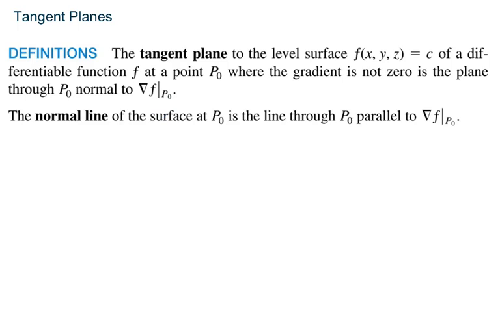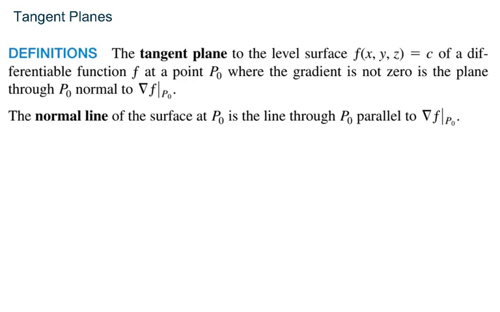So basically, we did an example before where we found a tangent line to a level curve and we went perpendicular to the gradient. In this case, we're going to go perpendicular to that gradient, but we're going to be finding a plane, not just a tangent line. So the normal line to this surface at the point is the line through the point P naught, which is parallel to the gradient of that multivariable function evaluated at P naught.